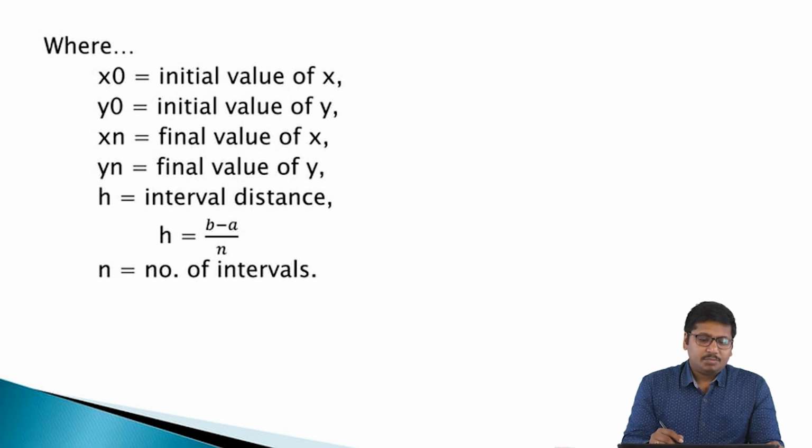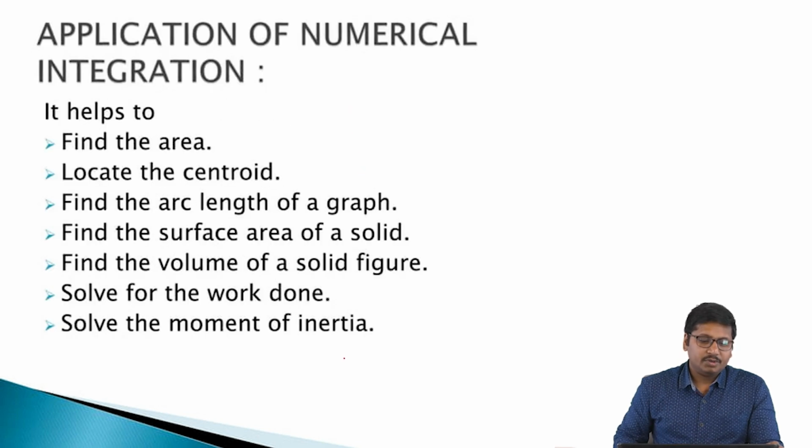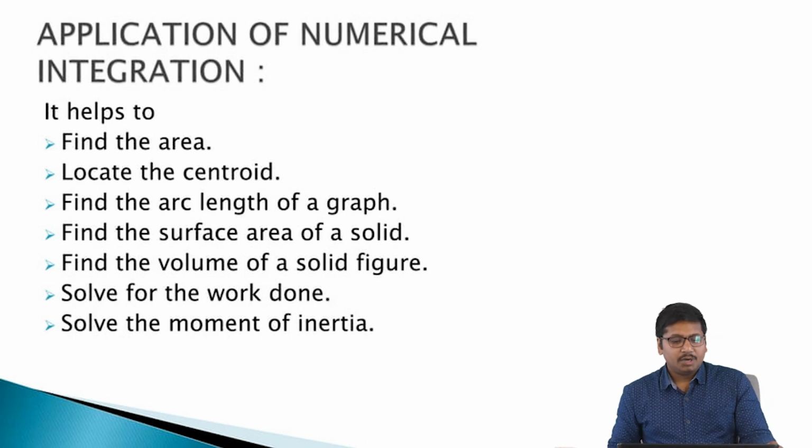So here are some more basic parameters you need to consider: x naught should be the initial value, and xn should be the final value. Here the interval distance h is equal to b minus a by n, where n is the number of intervals.